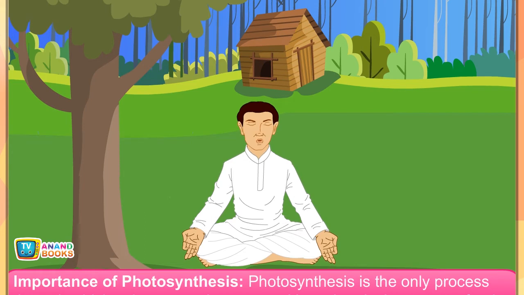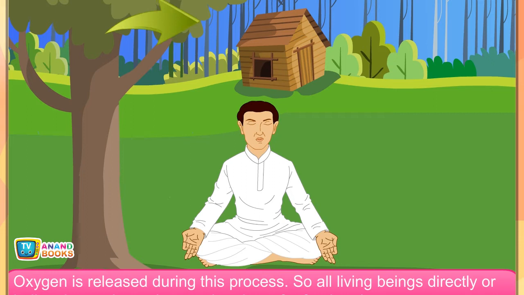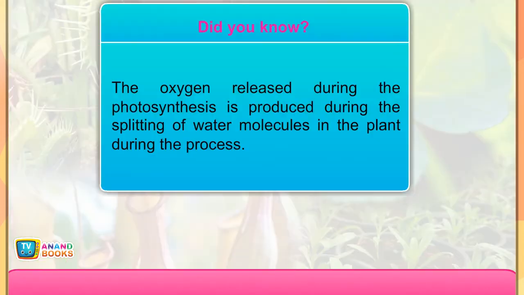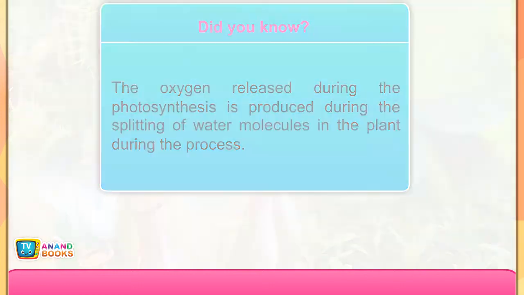Importance of photosynthesis. Photosynthesis is the only process through which solar energy is converted into chemical energy as food. Oxygen is released during this process, so all living beings, directly or indirectly, are dependent on the plants for food and oxygen. Did you know? The oxygen released during photosynthesis is produced during the splitting of water molecules in the plant during the process.